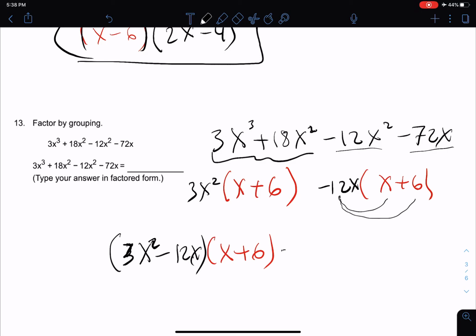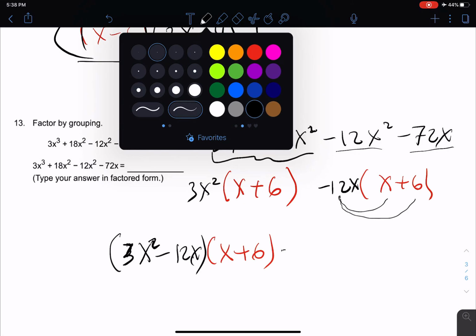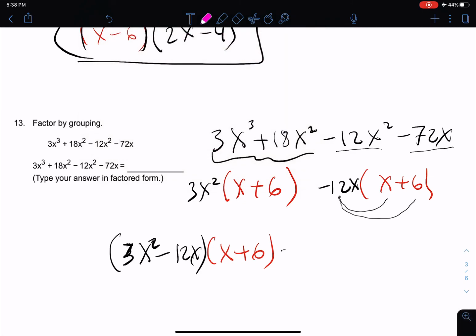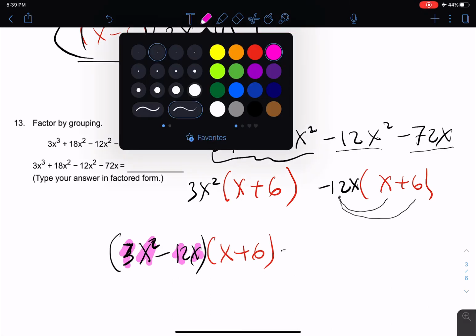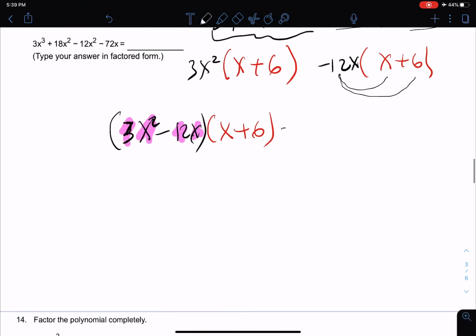When I look at this, let me use another color. I do see a common 3, right? There's definitely a common 3 in 12. And also I see a common x. So it turns out this thing is the problem that keeps on going. Sometimes that happens, where I can see that there are more common factors within just that binomial. Turns out 3x can be factored out, which leaves me with x minus 4.